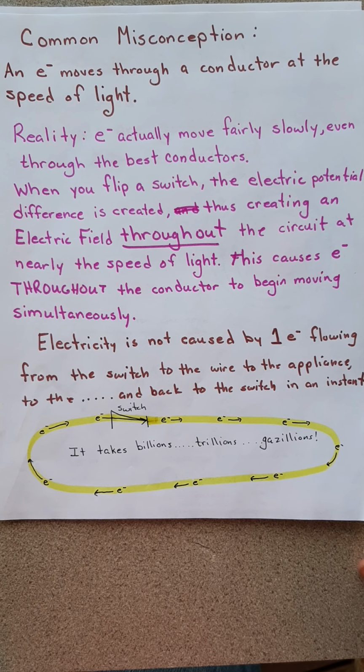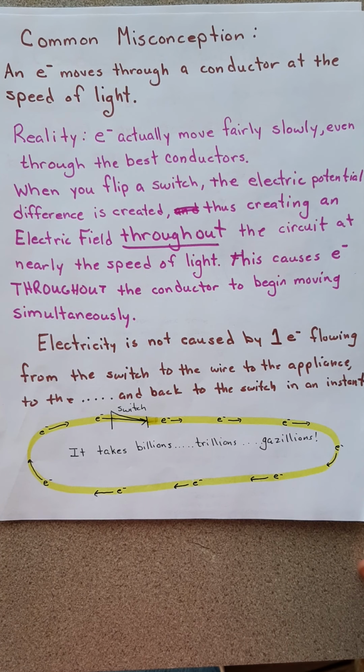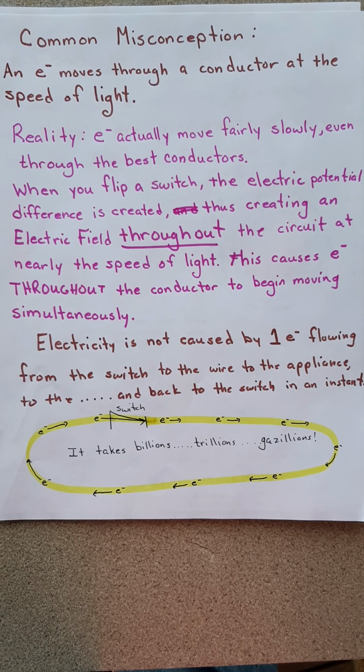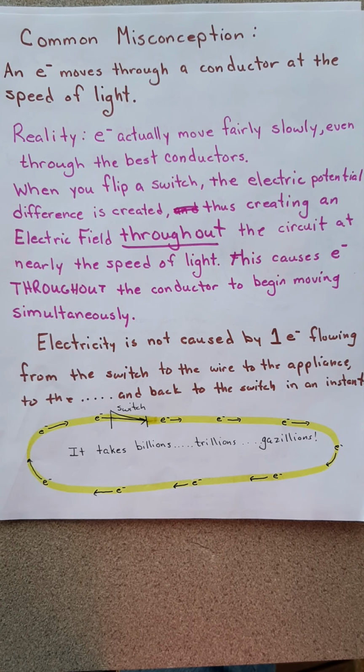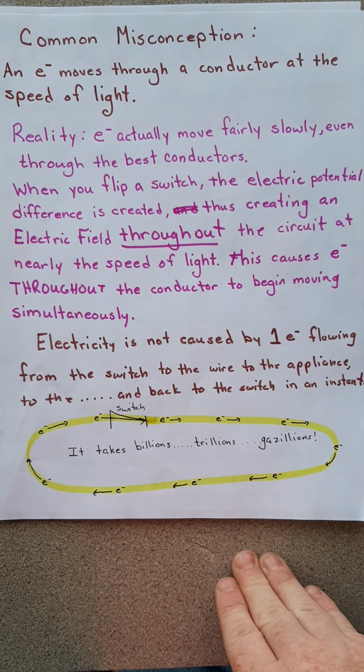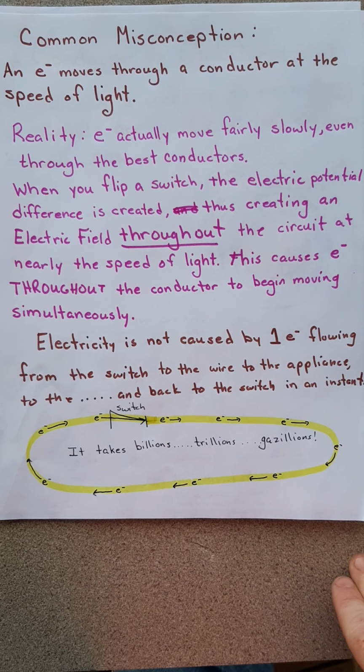In reality, electrons actually move fairly slowly, even through the best conductors. When you flip the switch, what happens is an electrical potential difference is created. That then creates an electric field throughout the circuit, and that happens at nearly the speed of light. It causes electrons throughout the conductor to begin moving simultaneously.